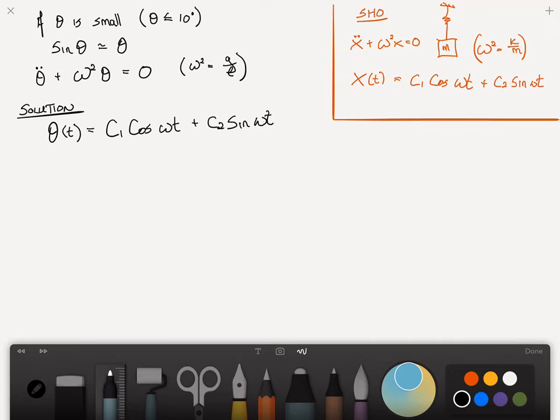Okay, what are the initial conditions? Well, generally in the case of a pendulum, what we do is we raise it to some angle theta and then we let it go. So we'd say that theta initial, theta of 0, is theta sub 0. And we'll say that the velocity is generally 0. Theta dot of 0 is equal to 0. If we substitute this into the solution, we find that C1 is equal to theta 0, and that C2 is equal to 0.